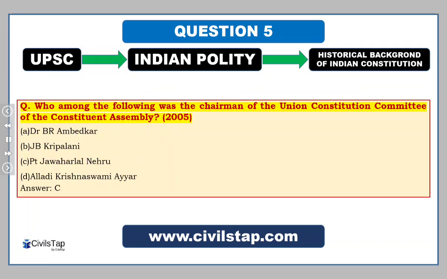Who among the following was the chairman of the Union Constitution Committee of the Constituent Assembly? 2005. A. Dr. B. R. Ambedkar, B. J. B. Kripalani, C. Jawaharlal Nehru, D. L.D. Krishnaswamy Iyer. Answer, C.